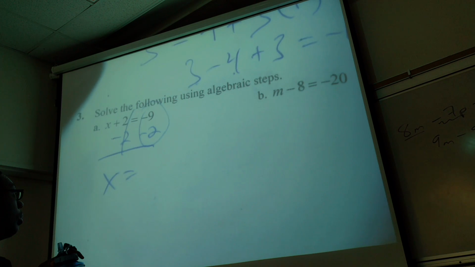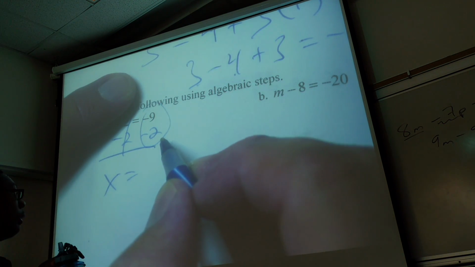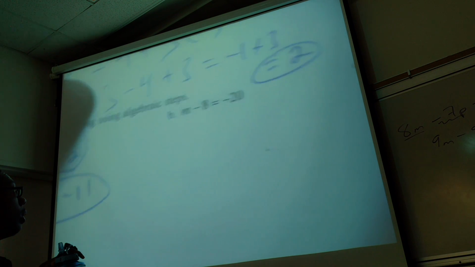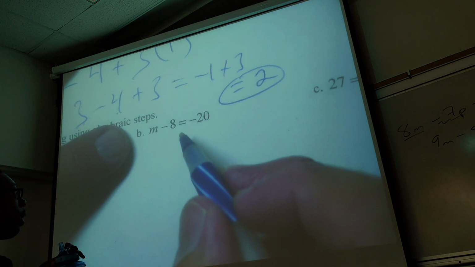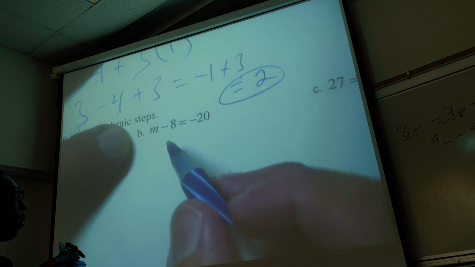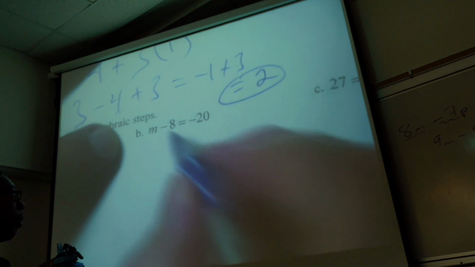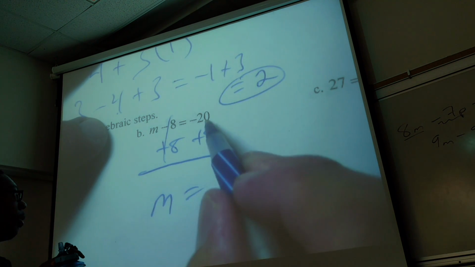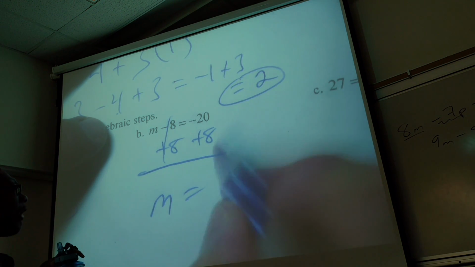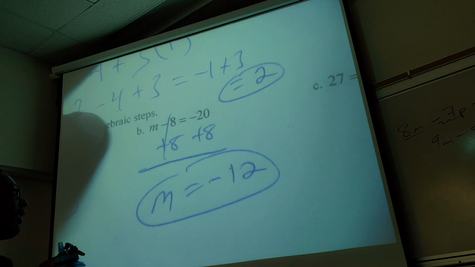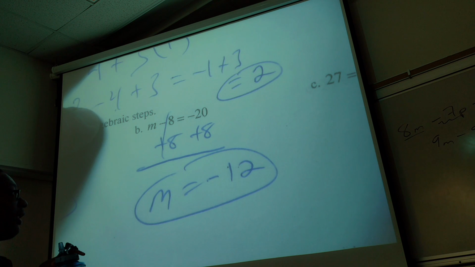The more you know. So what's negative 9 minus 2? Negative 11. I like it. Plus 8, positive from both sides. Plus 8. So m equals, what's negative 20 plus 8? Okay?